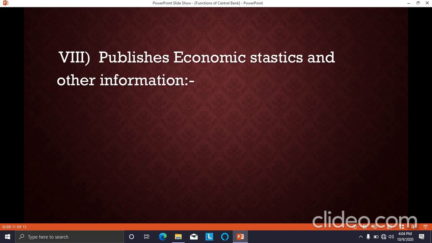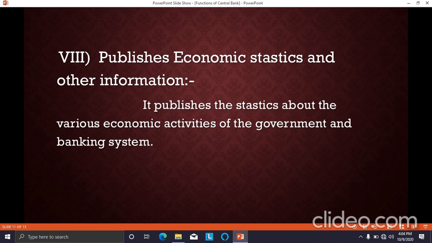Next function of central bank is publishing economic statistics and other information. Central bank publishes the statistics about the economic activities of the government and banking system. All information about government activities, funds, finance, everything has to be published by the Central Bank of India, that is Reserve Bank of India.